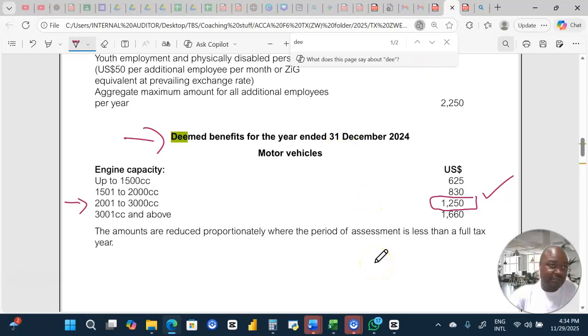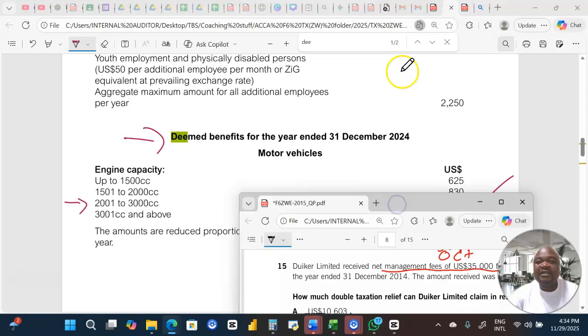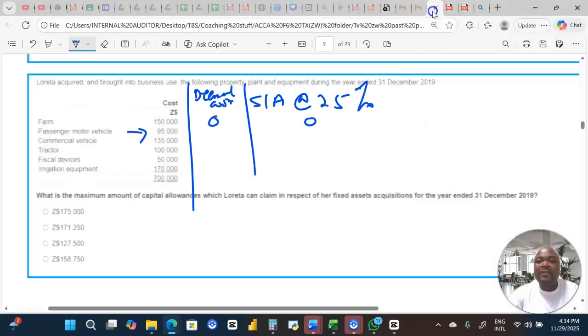So I gave you three options in an examination. Either you use the 80,000 for motor vehicles, or the cost to the employer. It seems it could be safer for now to use the employer's cost. Why? Because in the absence of the deemed cost aspect, it is quite safer to use the cost to the employer, which was the 95,000.